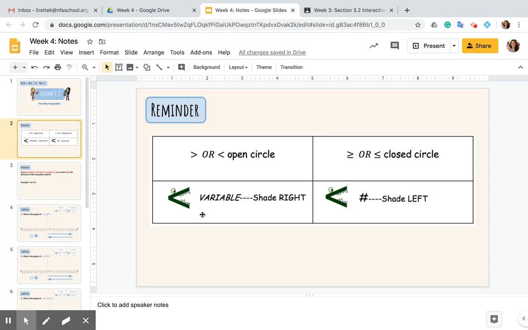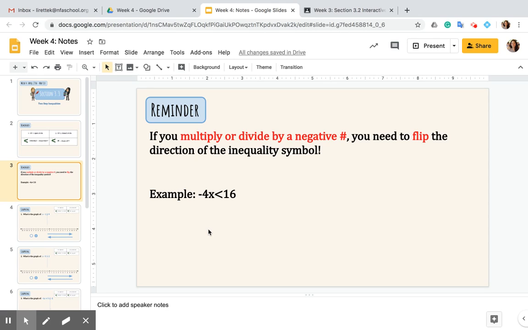Then to figure out which direction you shade, you're going to look at the inequality symbol like it's a mouth. If it's eating the variable, shade to the right. If it's eating the number, shade to the left. Another thing that we talked about last time is that if you multiply or divide both sides of the inequality by a negative to get your variable by itself, you have to flip the direction of the symbol.